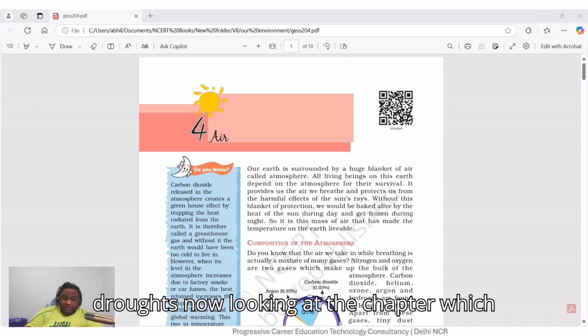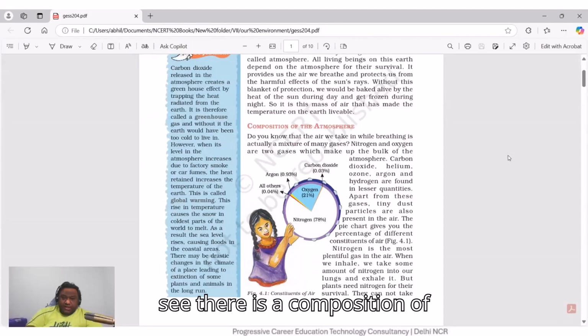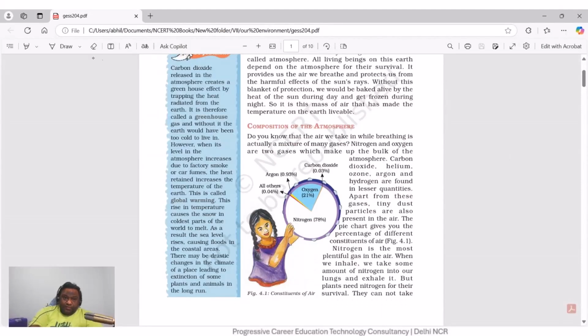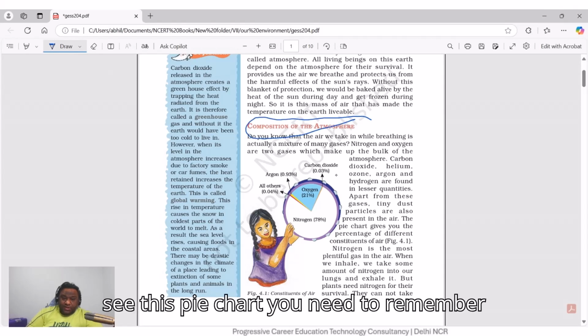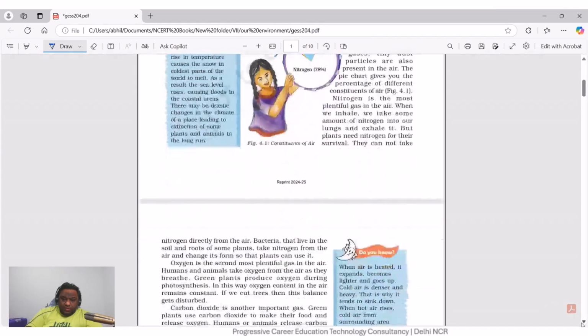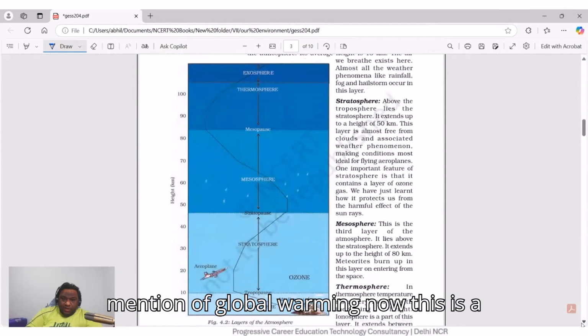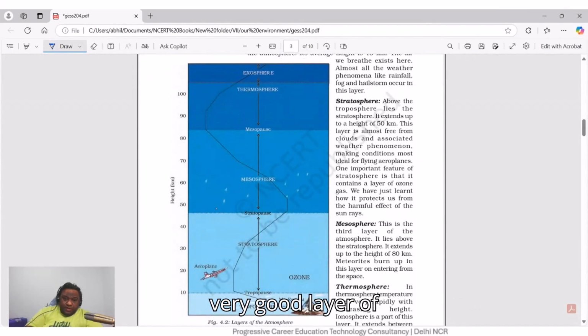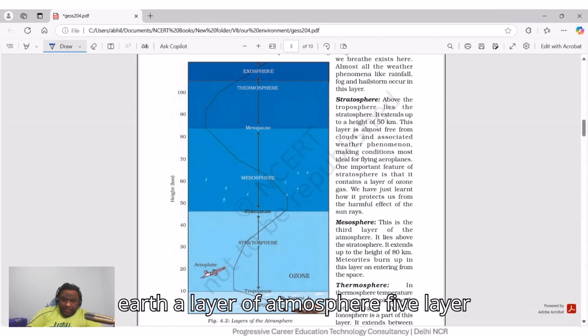Now, looking at the chapter which we have, there is the composition of atmosphere. You see this pie chart. You need to remember this. Mention of global warming.